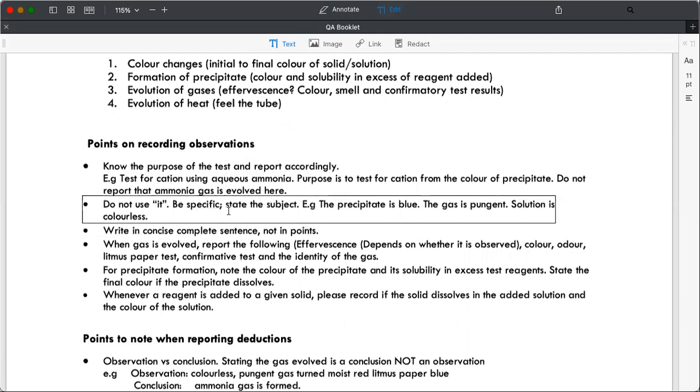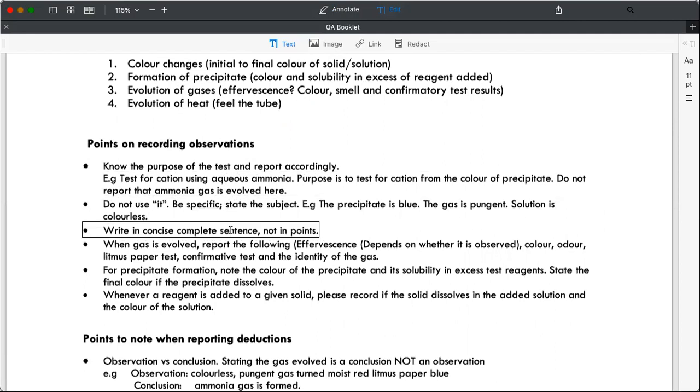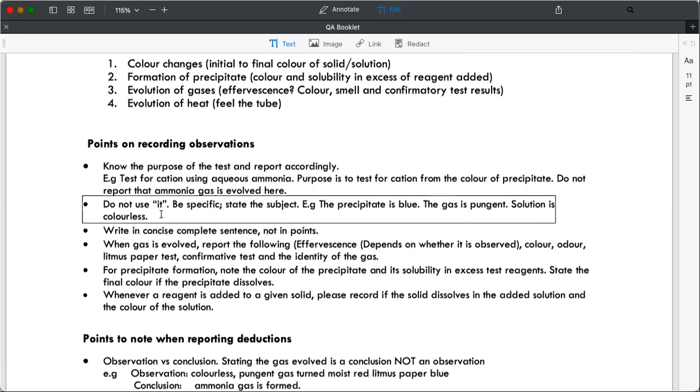Now, these are some precautions to write observations. Number one, please know the purpose of the test and report accordingly. For example, if the test is for cation using aqueous ammonia, the purpose is to test for cation from the color of the precipitate. Do not report that ammonia gas evolved here. That's wrong. You have to look at the test and understand what the purpose is. Are you testing for cations, anions, or the gas?